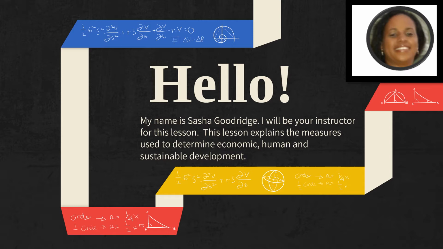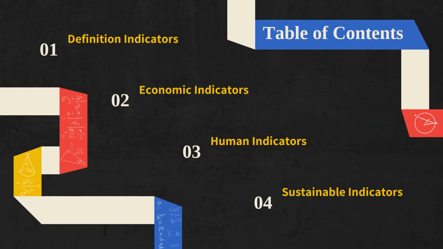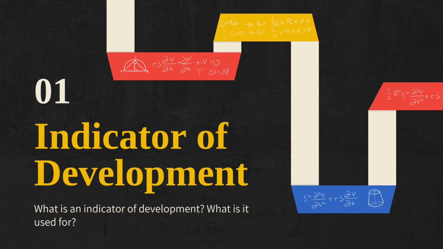This session explains the measures used to determine economic, human, and sustainable development. The presentation will begin by looking at the definitions of indicators, followed by a discussion on the economic, human, and sustainable indicators. You may be wondering, what is an indicator of development and what is it used for?